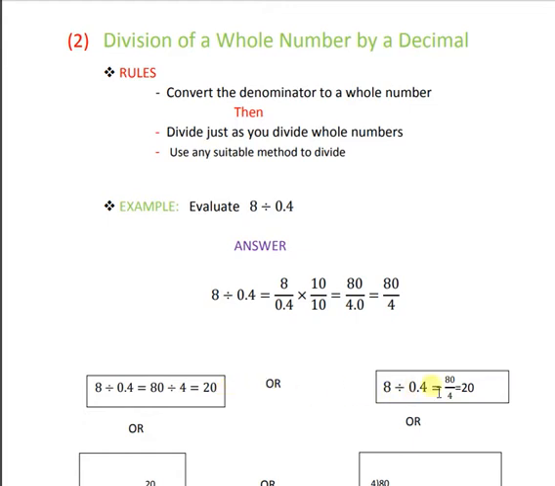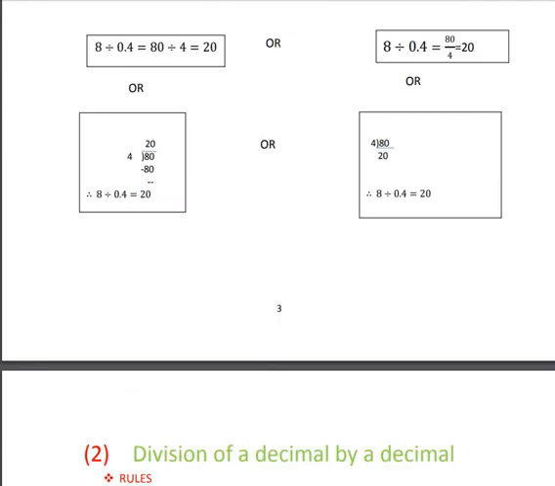Or you can write it this way as a fraction, and it is 20. Or you can use the long division method, this one. 4 into 8 is 2, 2 times 4 is 8, and then 4 into 0 is 0, and this is 0. Subtracting, you get 0, so this is 20. Or you can apply this method: 4 into 8, 2, 4 into 0, 0. So that is when you divide a whole number by a decimal.